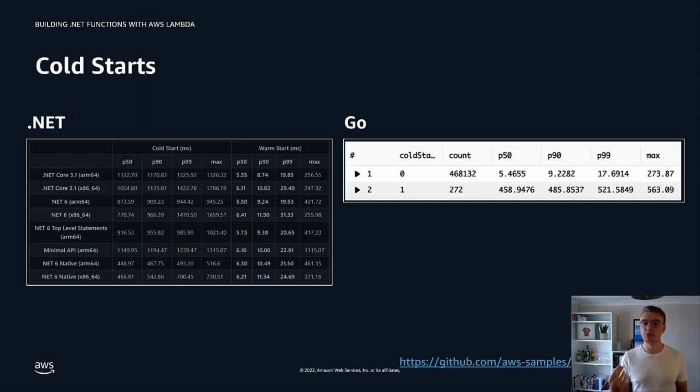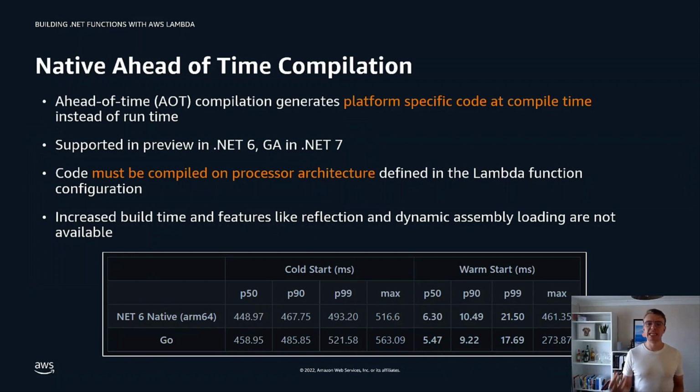If you're interested to go and have a look in more detail at this benchmarking, you can go and look at the GitHub repo that you can see on the screen there. But it's getting closer and closer. These compiled languages are getting faster and faster, and they're becoming a more realistic option when compared to some of the interpreted languages. And that's enabled by native AOT.